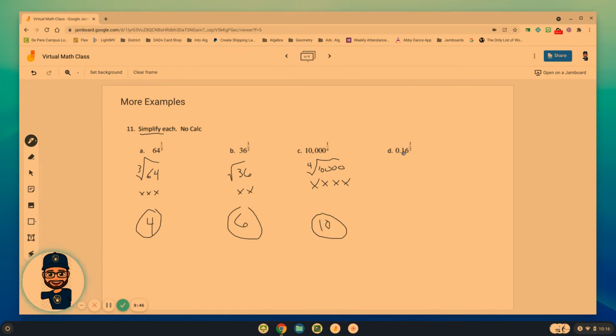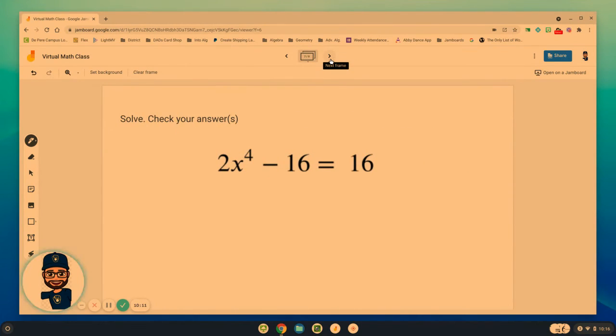And the last one, 0.16 to the 1/2, is like taking the square root of 0.16. And hopefully you might be able to see that that's 0.4, since 0.4 times 0.4 is 0.16. Okay, and so simplifying, you should be able to do a lot of that, what I will call mentally, without a calculator. Now, how do we use this information to help us solve?